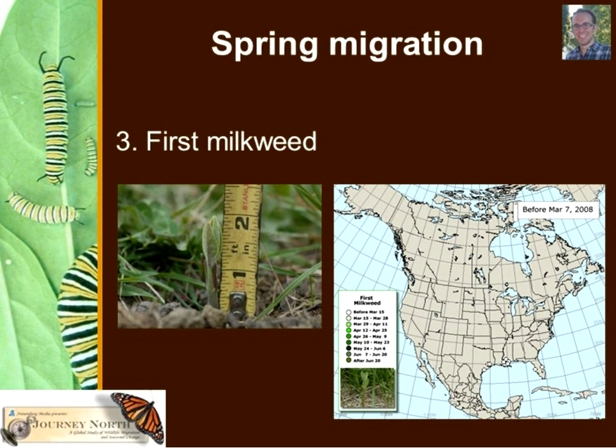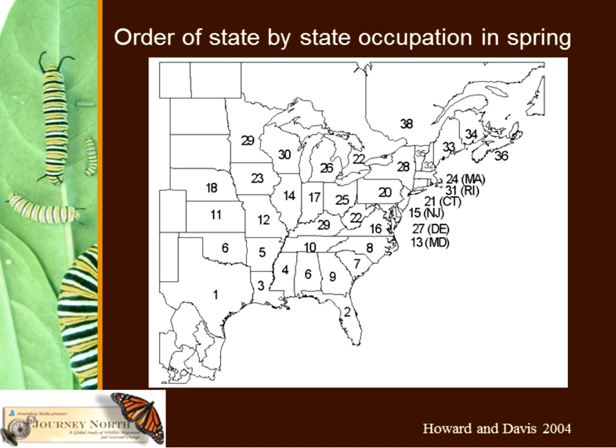I think these maps are a really interesting way of displaying that type of data. And this is a map of some of the ways that the data have been analyzed from this project. It's the order of state by state occupation in the spring. So Texas, not surprisingly, is the first state to see monarchs in the spring. Given that they're coming out of Mexico, they really don't have a choice but to go to Texas.